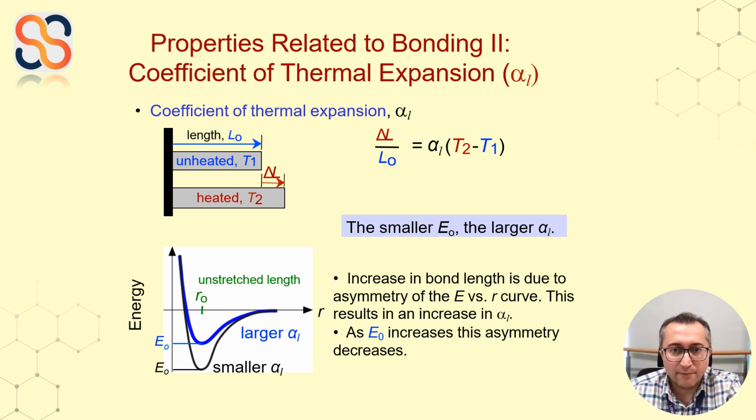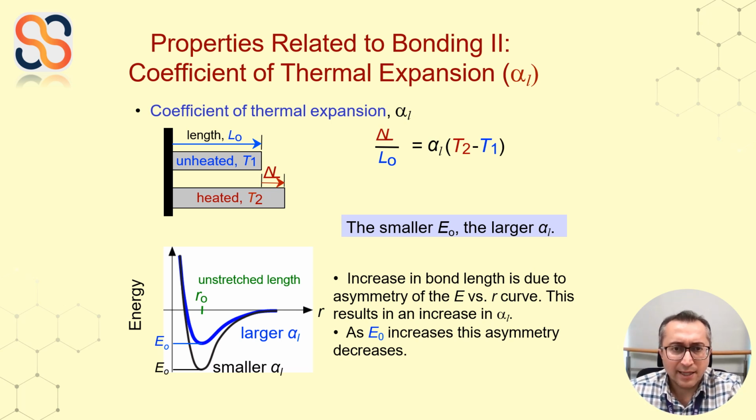The relationship can be expressed as delta L over L0 equals alpha L times T2 minus T1. Here, delta L is the change in length, L0 is the original length before heating, T1 is the initial temperature, and T2 is the final temperature after heating. So, as you increase the temperature of a material, its length increases based on this coefficient.